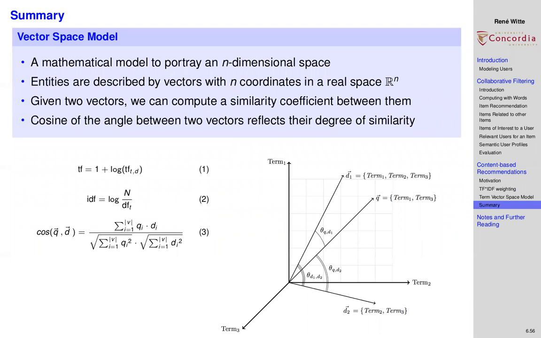So today you learned one thing that you'll see many times later on in the course, the idea of a vector space model. So here we can represent something in an n-dimensional space, and each entity is represented with a vector in this n-dimensional space. In our case, we used it for describing items that we want to recommend, books, movies, and so on. And once we have the vectors, we can find out how similar they are by computing the cosine of the angle between the two vectors as a measure of similarity.